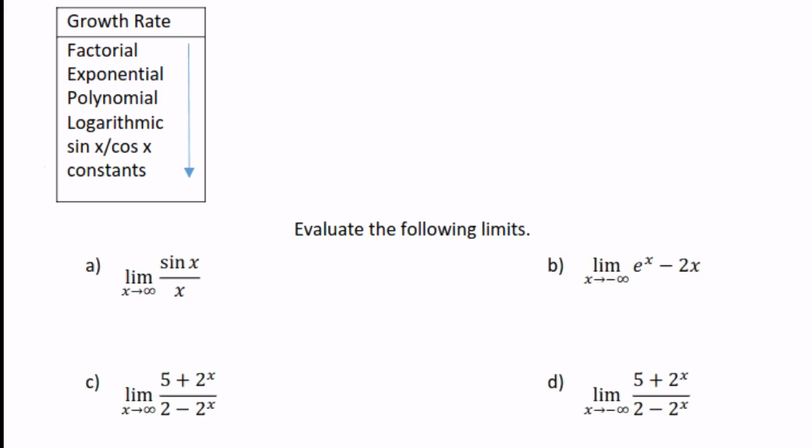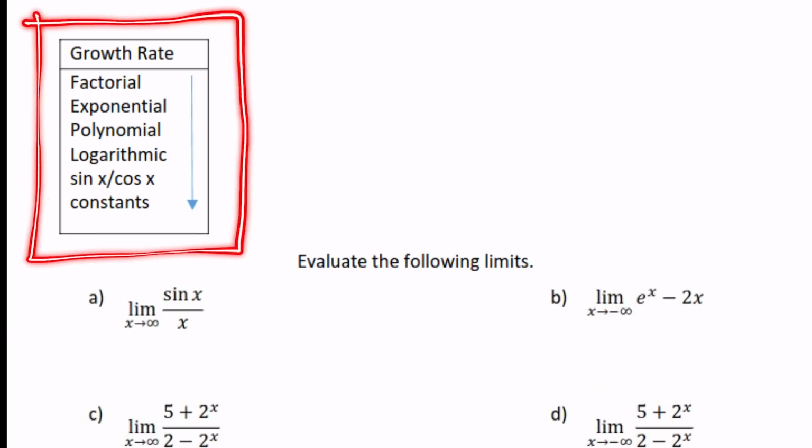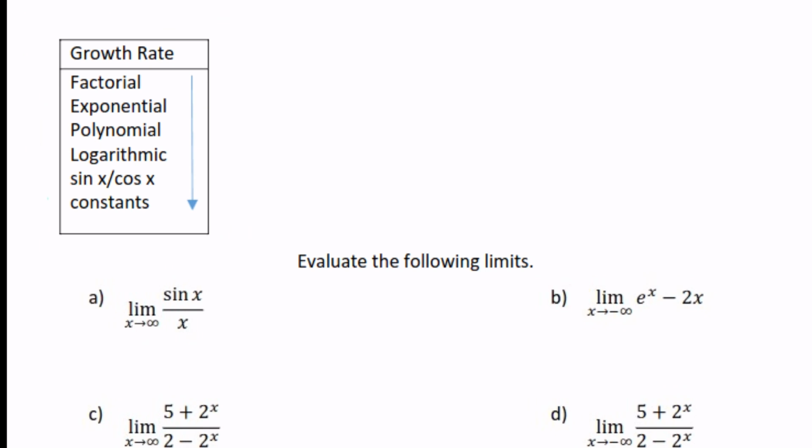And please take note of the order of this growth rate. You need to memorize this. Normally I use an acronym, FEPLSC, to remember this. So this is factorials, exponentials, polynomial, logarithmic functions, trigonometric functions, and a constant. Now factorial is the highest, followed by exponential function, followed by polynomial functions, followed by logarithmic functions, followed by trigonometric functions, and a constant is the last.